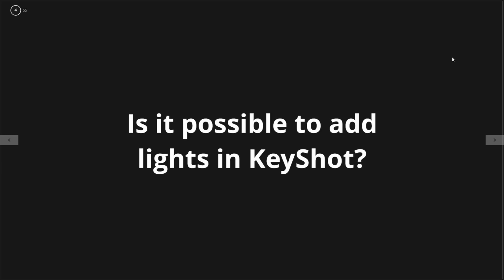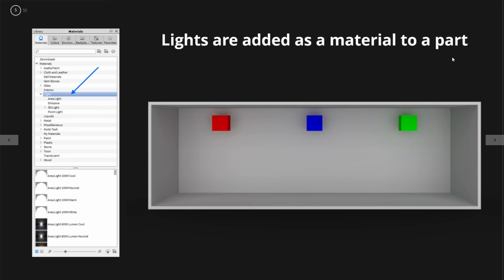We get asked pretty frequently, is it possible to add lights in KeyShot? KeyShot's really known for being quick and fast, and a lot of that has to do with the environment lighting, or the HDRI lights. But in KeyShot, you can always add lights to your scene, and one thing to keep in mind is that lights are added as a material to some piece of geometry.